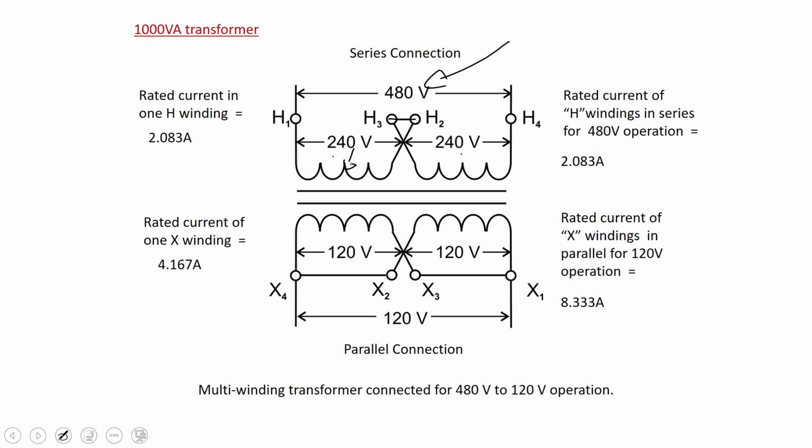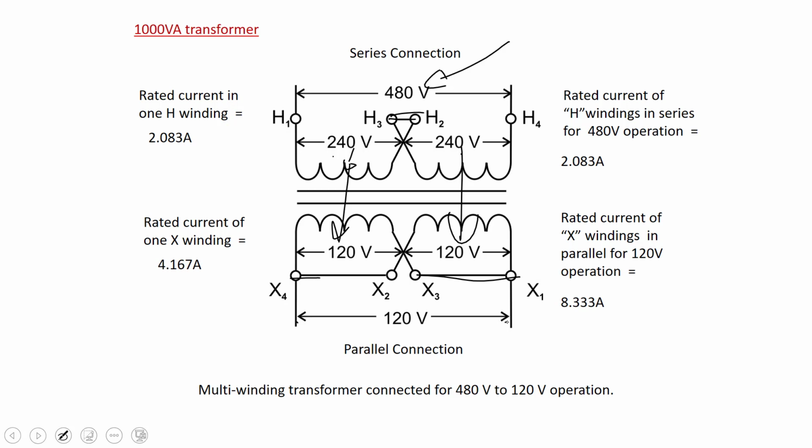Because they're in series, each winding only sees 240, and induces 120 here, 120 here. And on the secondary, I put them in parallel to produce 120. So I could have any combination of this. I could have a parallel or a series primary, or a parallel or a series secondary.